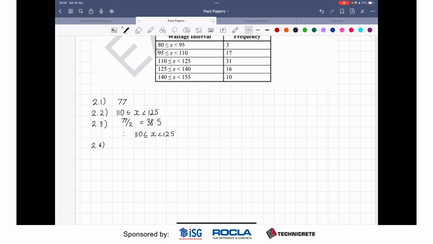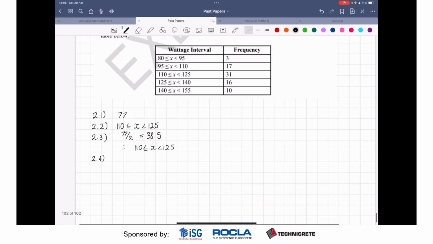(2.4) Express the number of light bulbs with the most popular wattage as a percentage of the October sales. So the most popular wattages were the ones between 110 and 125. And we want it as a percentage of the total sales that happened in October, which we found were 77. So that's going to be 31 over 77. And it says as a percentage, so it times by 100. So I have 40.26%.